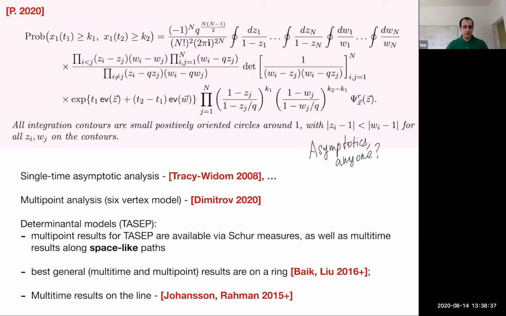In the determinantal case, there is a big distinction between space-like and time-like paths along which you study asymptotics, and there are some good results. The best results are available on a ring instead of a line, and I don't understand why, but there is some nice property of the ring which allows this.